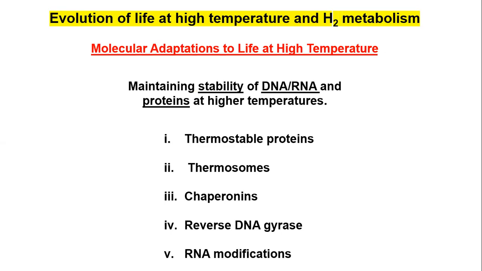They develop all these adaptations like thermostable proteins, thermosomes, a collection of thermostable proteins, chaperonins, proteins that actually correct folding of proteins, reverse DNA gyrase, which I will talk about later, is a big deal for high temperature, and mostly RNA modification. And all of these modifications are actually helping them to maintain stability of main macromolecules like DNA and proteins at high temperatures.